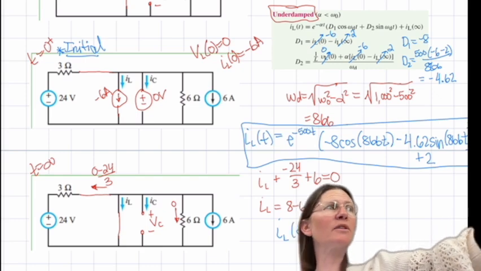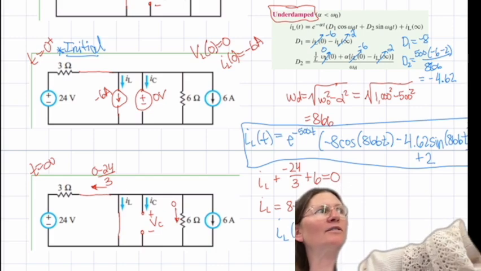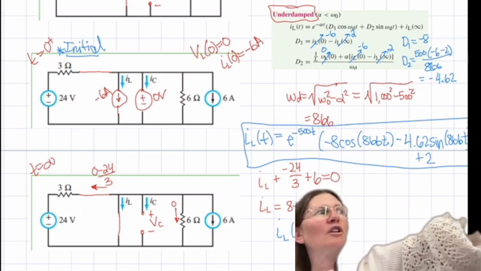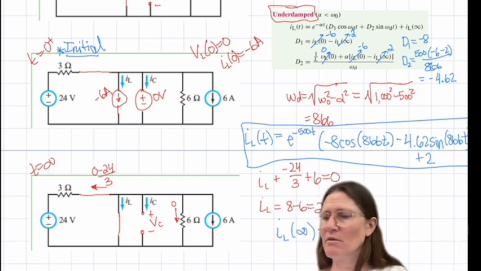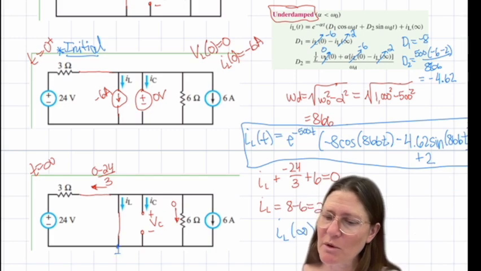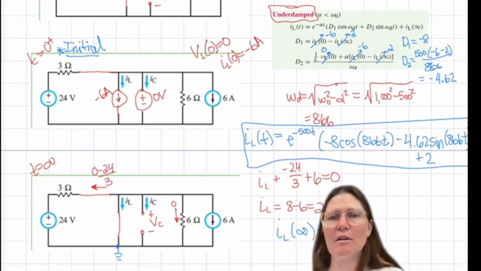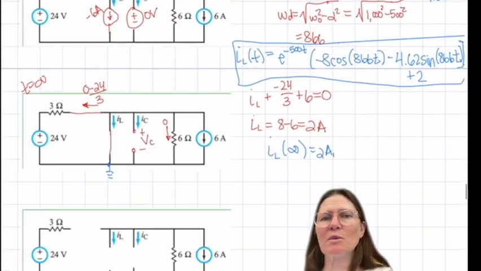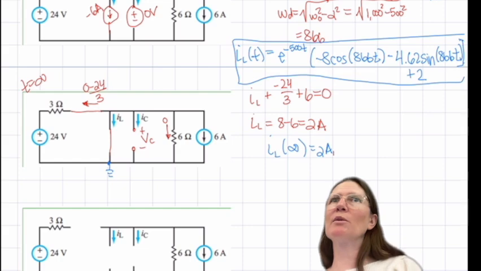So you sum up the 6 amps, IL, and then the current in that left side branch, which I wrote going in this direction, so that's 0. We're going to put the ground on the ground. 0 minus 24 over 3. And doing a current summation gives you that IL will be 2 amps.